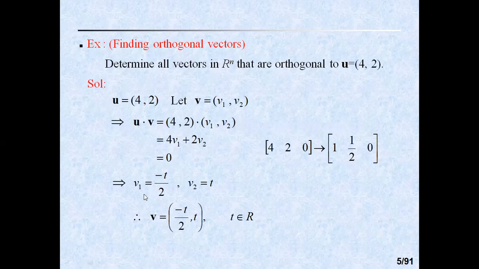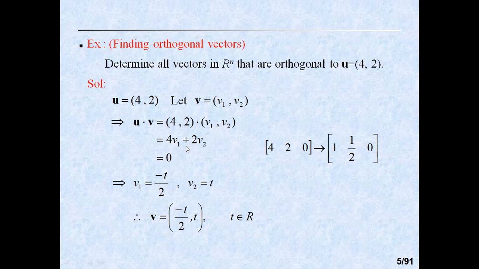How to find the orthogonal vectors? Determine all the vectors in R to the power of n that are orthogonal to u is equal to (4, 2). To find another vector orthogonal to u, let v is equal to (v1, v2). U dot v is equal to 4v1 plus 2v2. That is equal to 0.